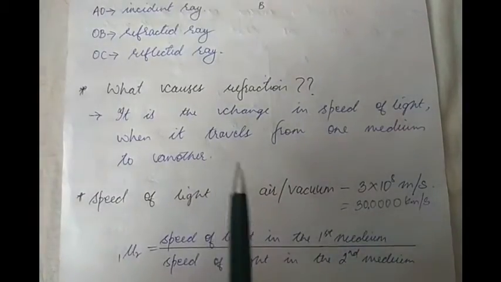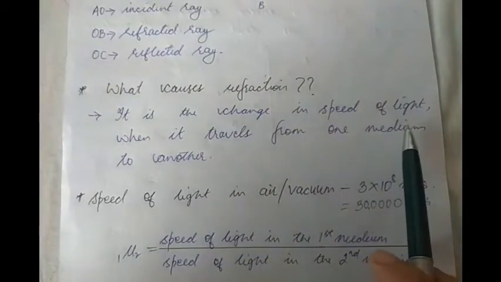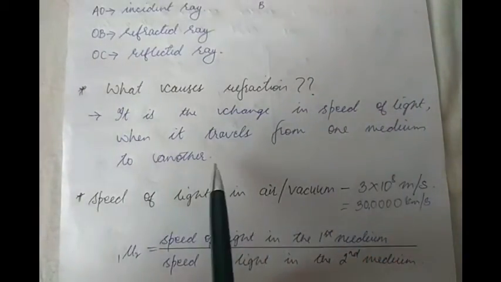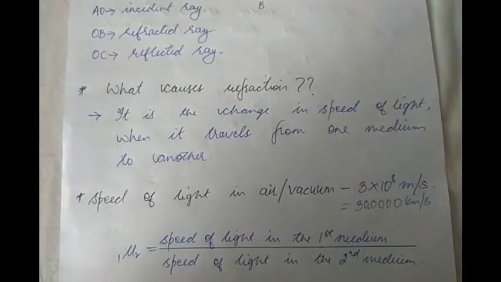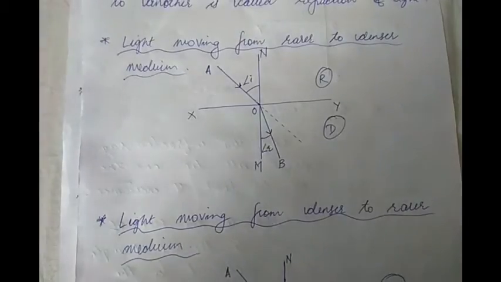Remember, it is the change in speed of light when light travels from one medium to another that causes refraction of light. Say, for example, a ray of light is moving from a rarer to a denser medium. Compared to this rarer medium, the denser medium will offer more opposition or resistance to the movement of light. Light simply wants to pass through these media. Media, of course, is the plural of medium, don't forget. So light wants to pass through this medium.